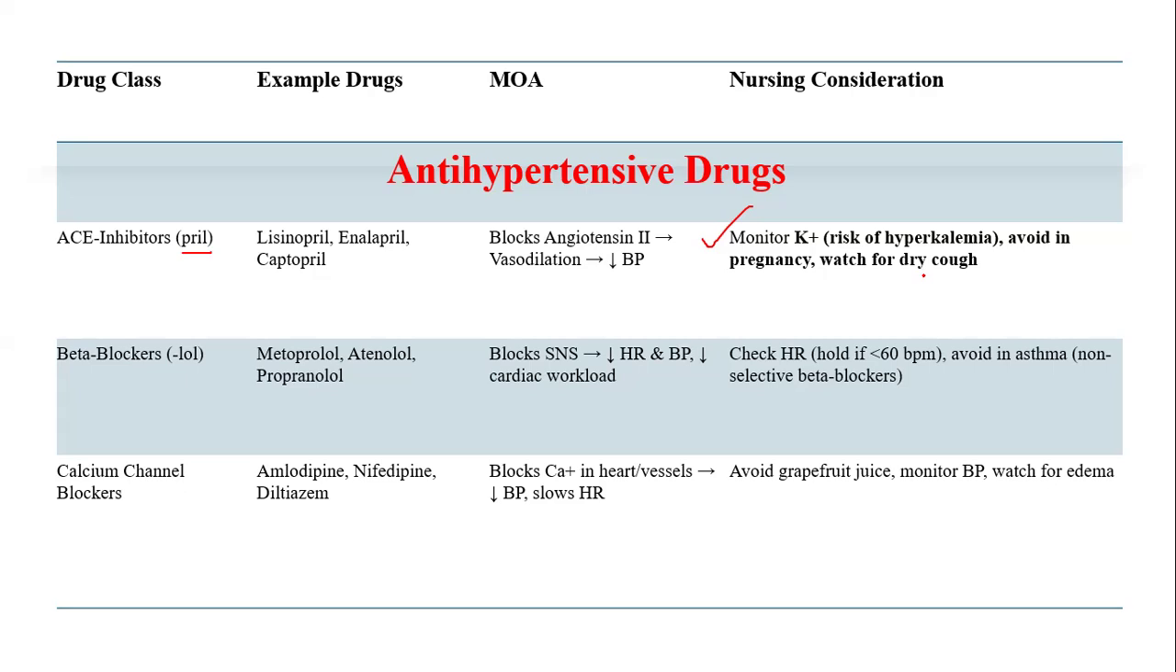So if there is dry cough, you can take it normal because this is a normal side effect of ACE inhibitor. But if this is worsen or if this is bothering a patient a lot, then you need to report to a healthcare professional. The second category is beta blocker and the drugs ending with lol, right?